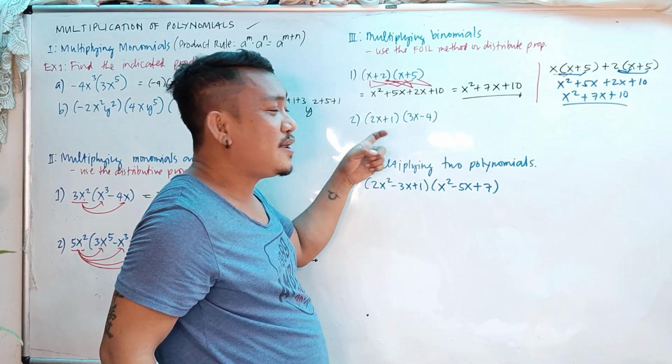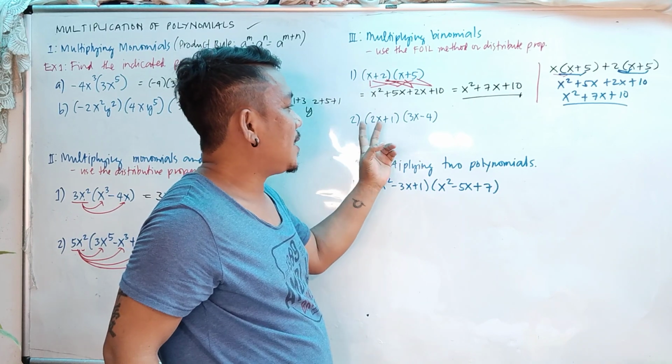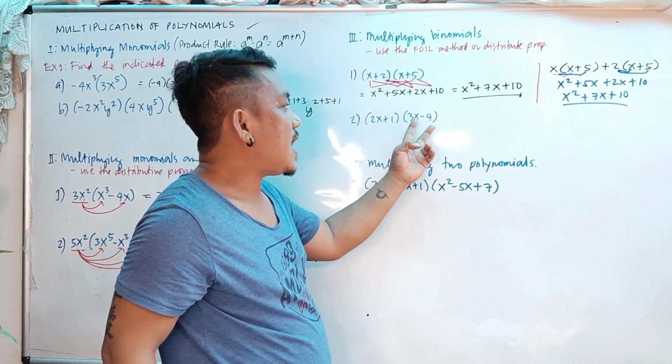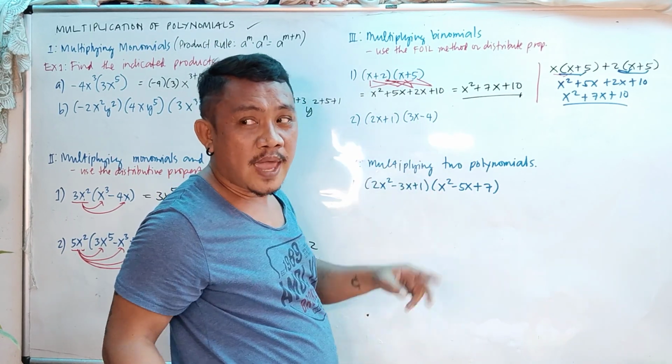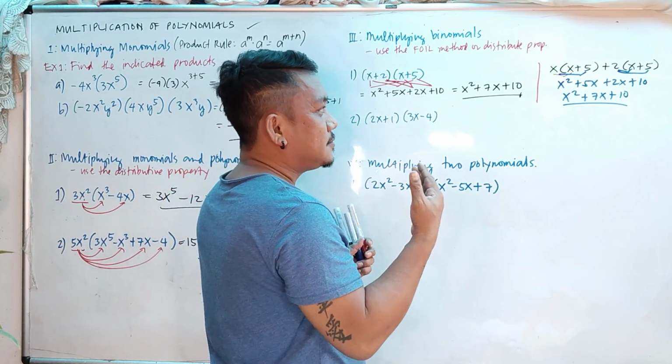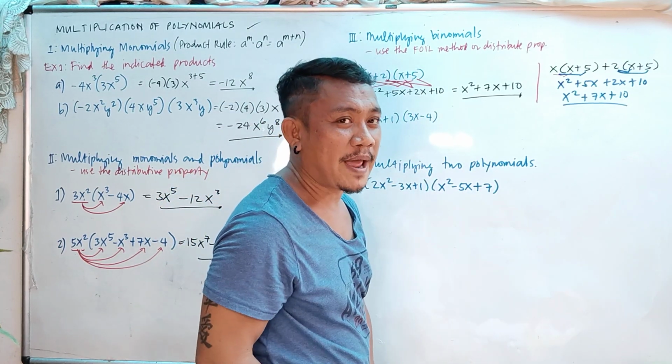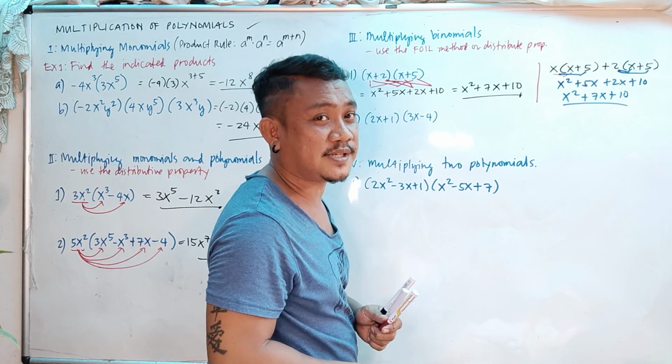So, let's proceed to another example. You are given 2x plus 1 times 3x minus 4. Okay? Any method you can apply, the distributive method, as long as it is correct.